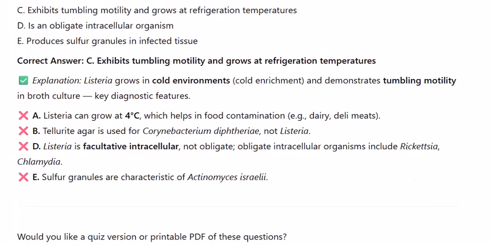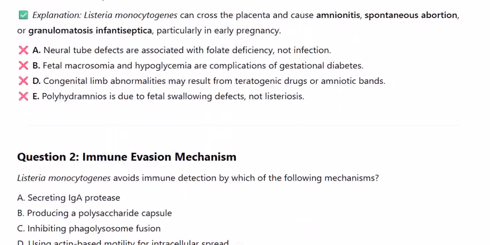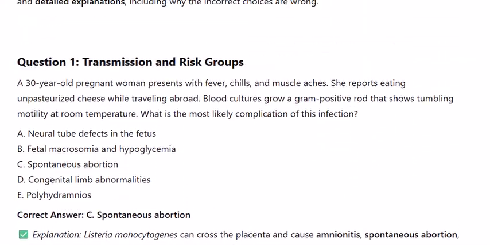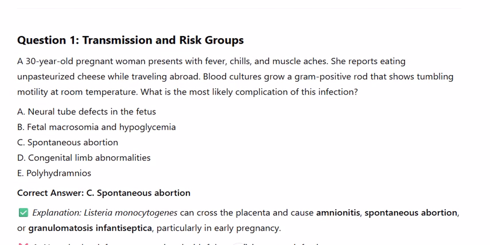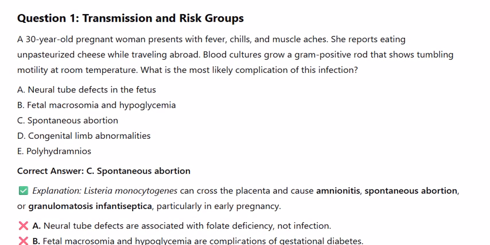Clinical vignettes focused on Listeria monocytogenes, each with 5 answer choices and detailed explanations, including why the incorrect choices are wrong. Question 1. Transmission and risk groups.